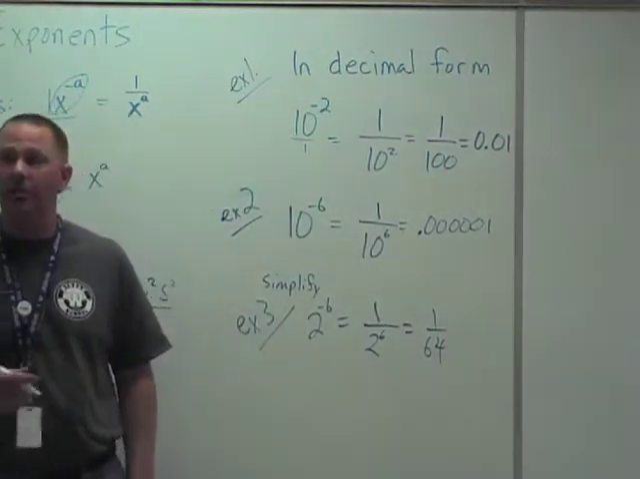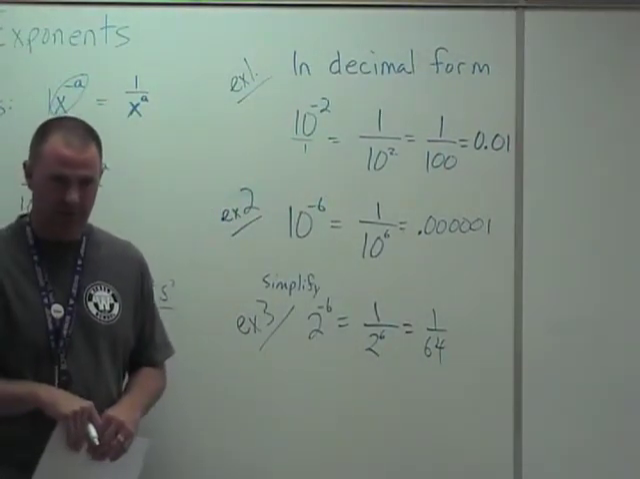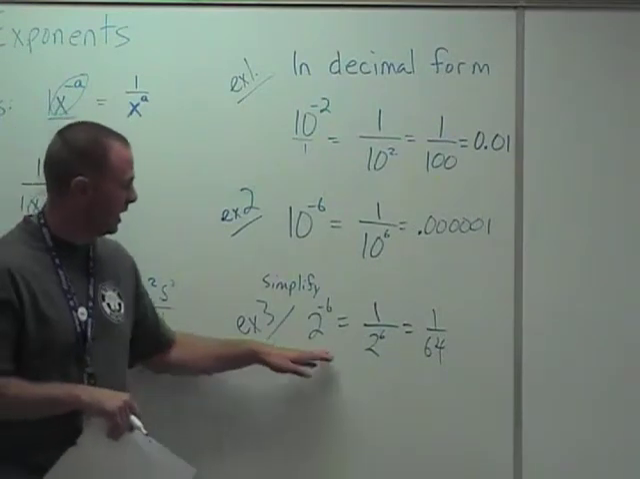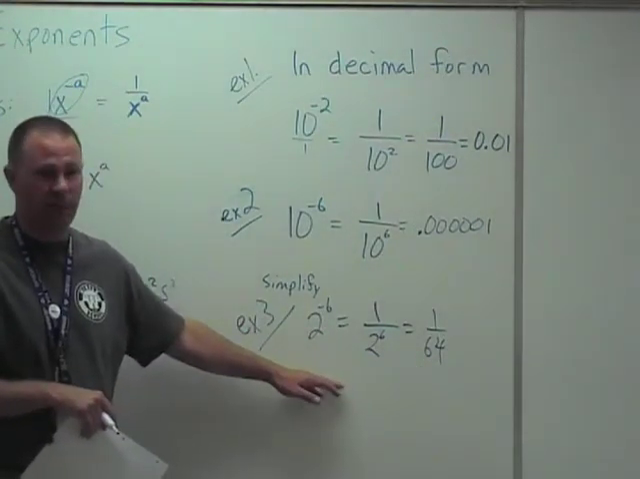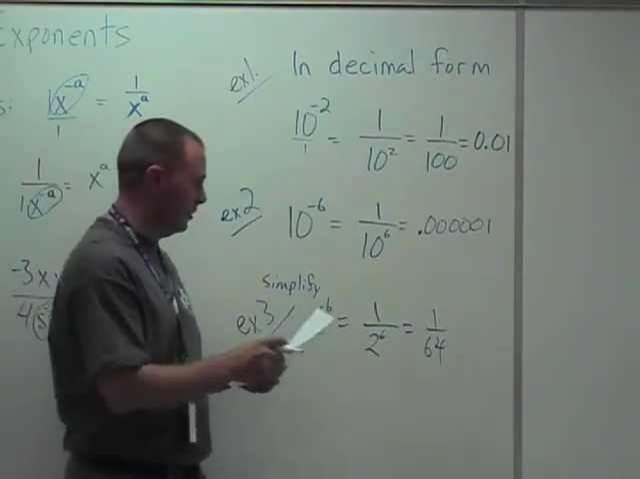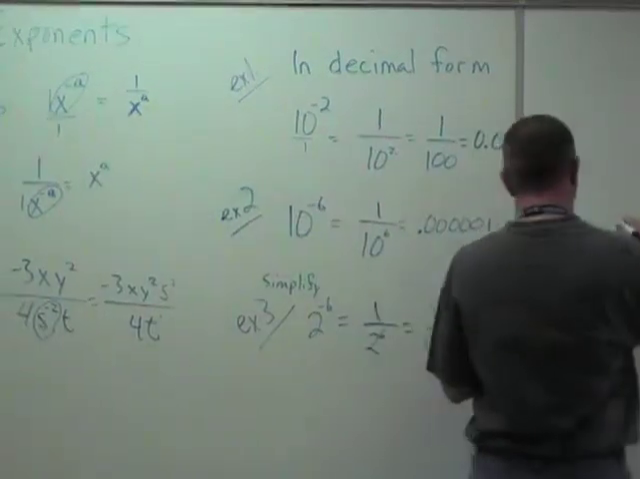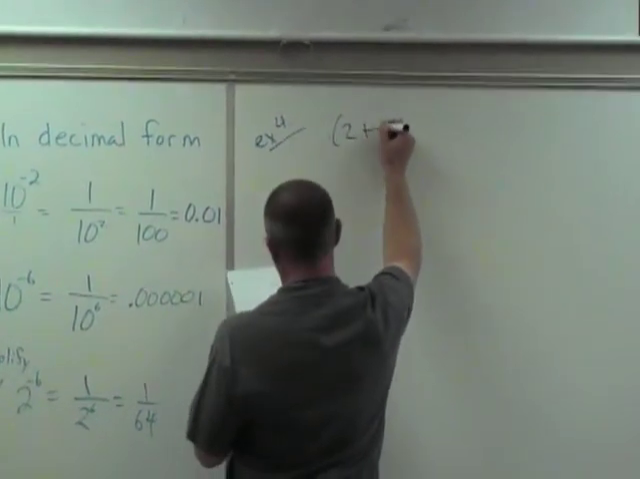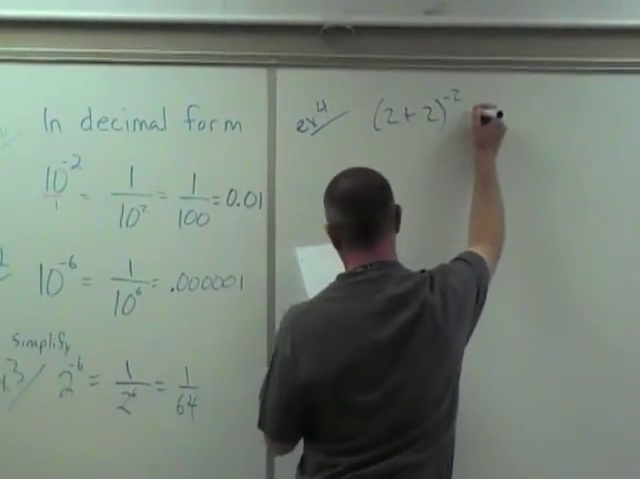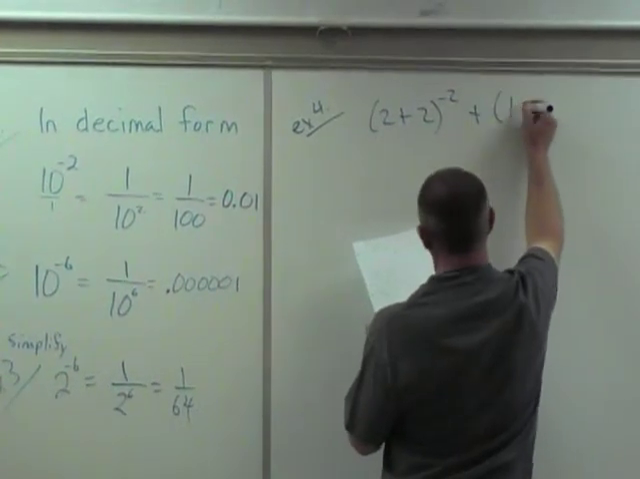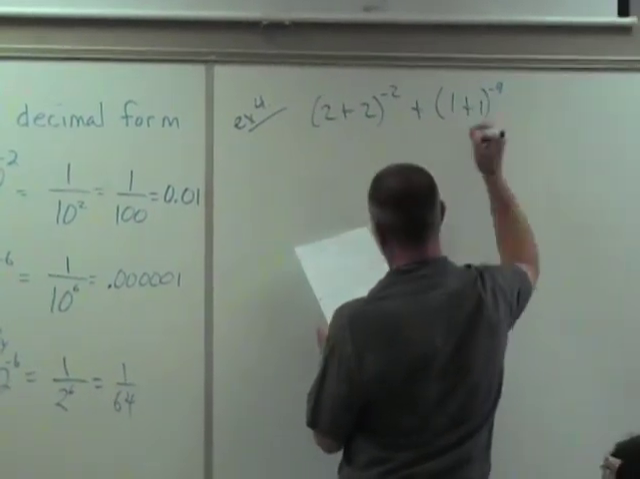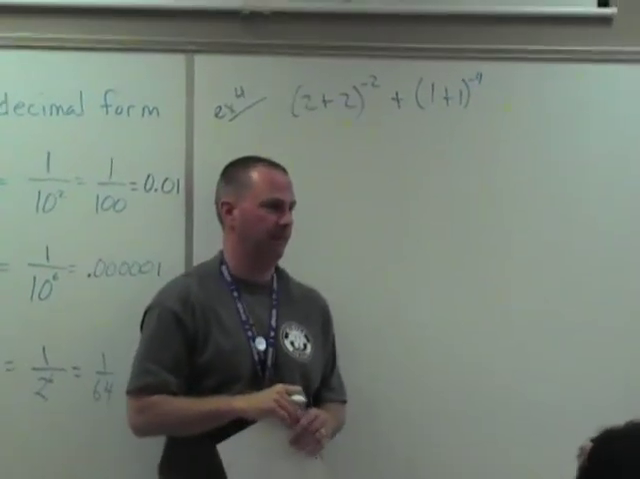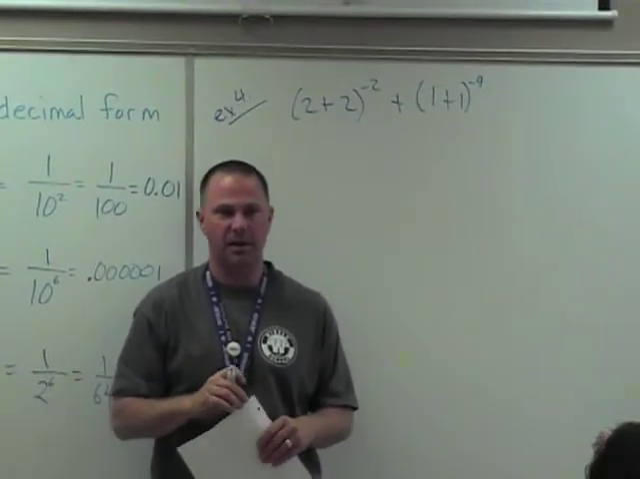So if you can tell me what the value is, you need to tell me. And this is how you would write this on your paper. You need to write all of that. All right, going on. Example 4. 2 plus 2 to the negative 2, in parentheses, plus 1 plus 1 to the negative 4. Simplify.